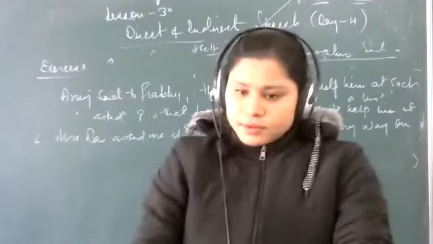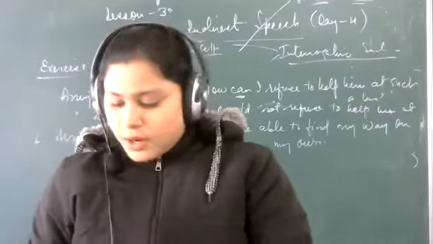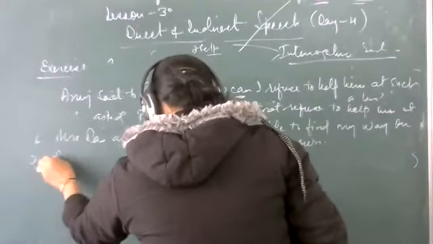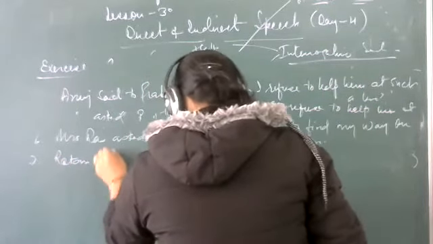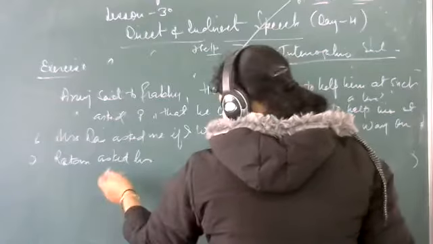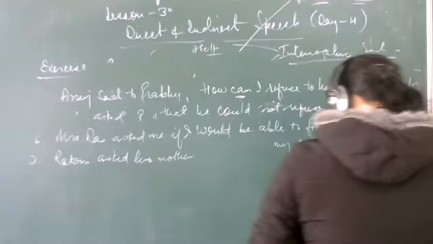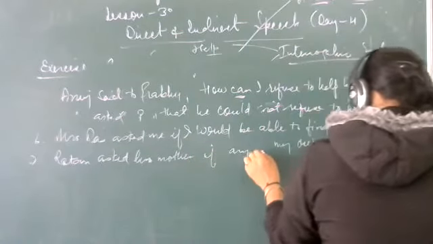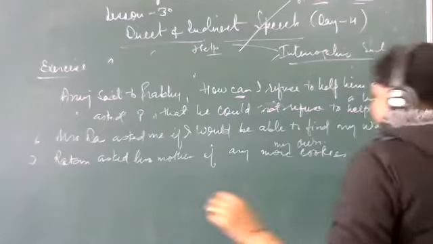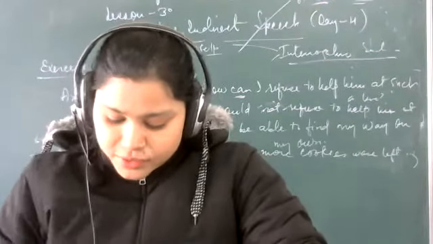Number 7. "Are there more cookies left?" Ratan said to her mother. Now Ratan said to her mother, it means Ratan is a girl, so it is not his, it is her. Ratan asked her mother if any more cookies were left.